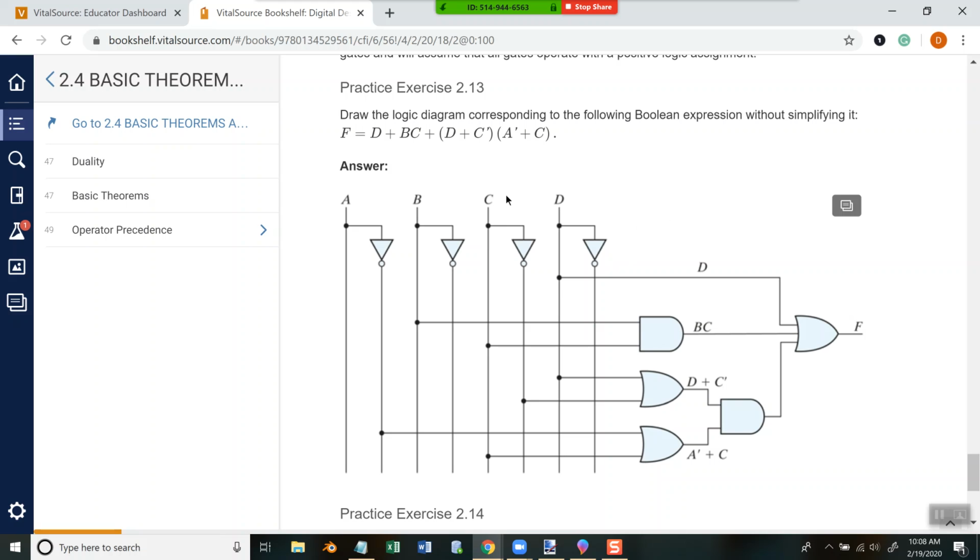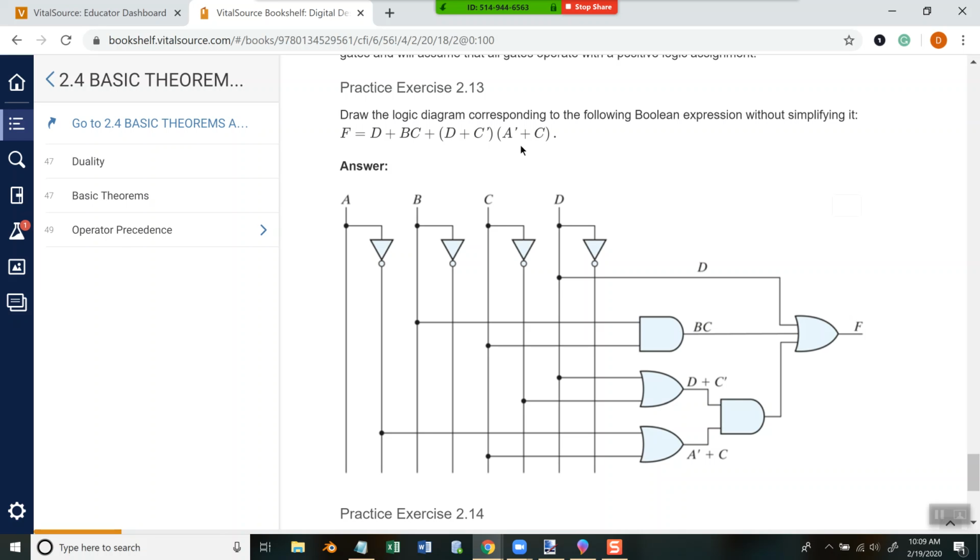Got A's, B's, C's, D's coming in. This is drawn as a logic diagram. And you have your inverters for this: A prime, this is B prime, this is C prime, this is D prime. Now, they're all coming into three of them. They're coming into an OR gate because there's pluses between them. So we have D coming in. So that's coming over from D into the OR gate. Then we have B and C, BC. B is coming from there. C is coming from there. It's coming into an AND gate, and that's coming into your OR.